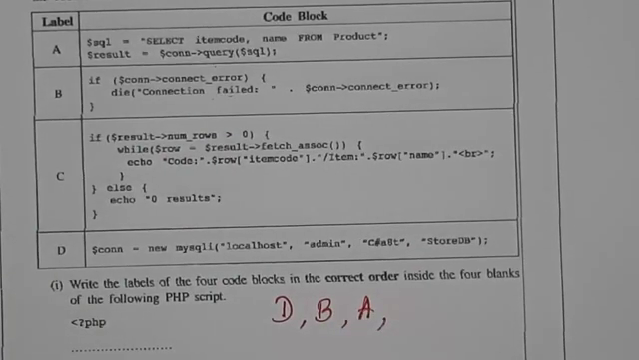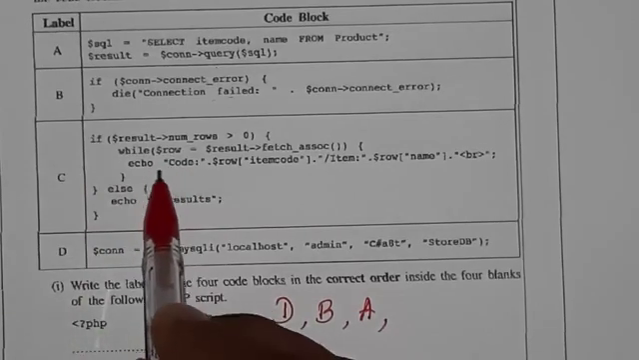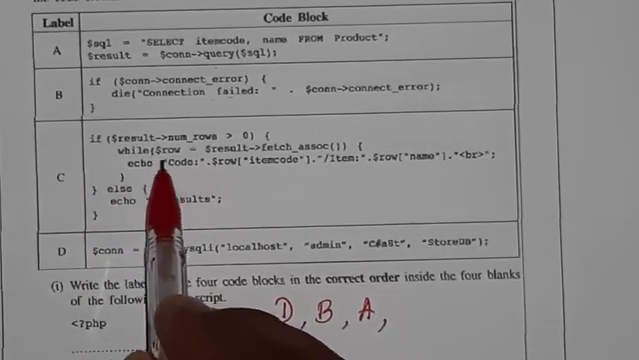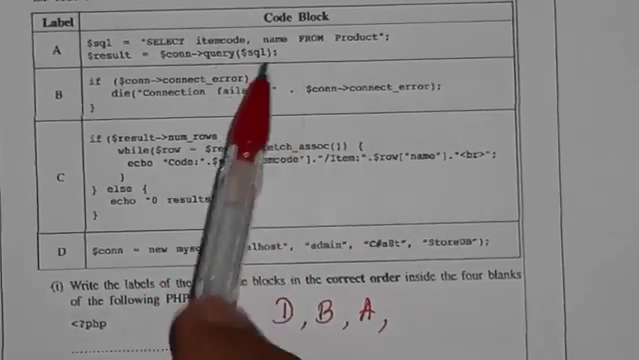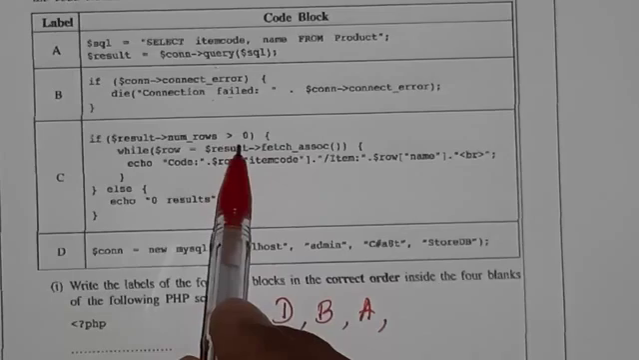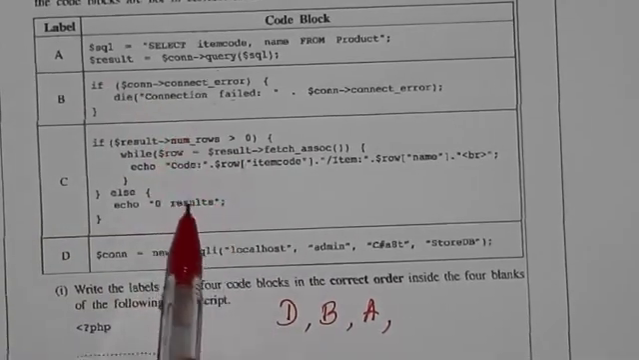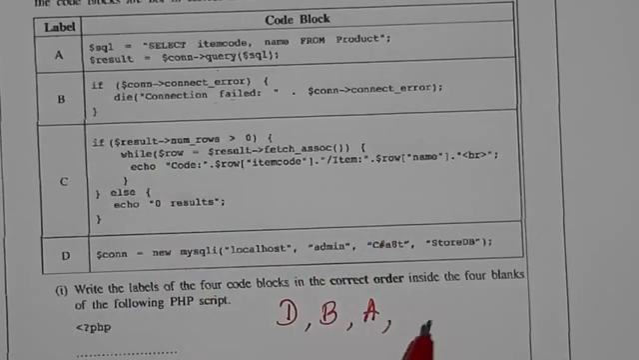Then the C. Here you can see a while loop. The while loop is used to print the output of the result. Result's number of rows is greater than 0. If there are data in the result, then this code is executed to print the result.